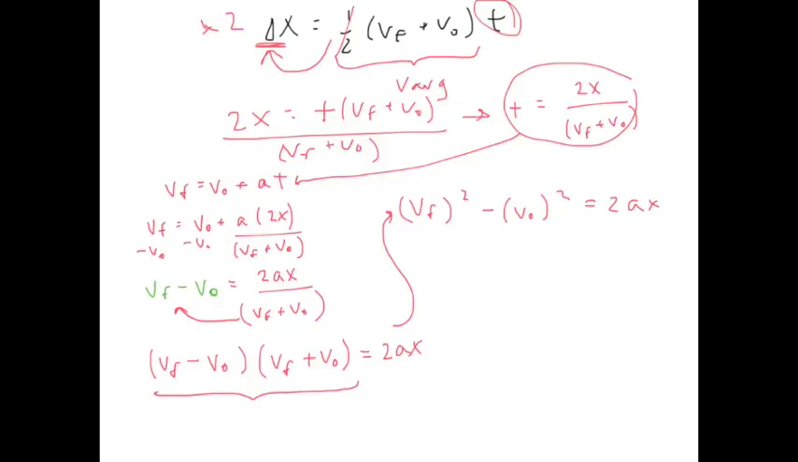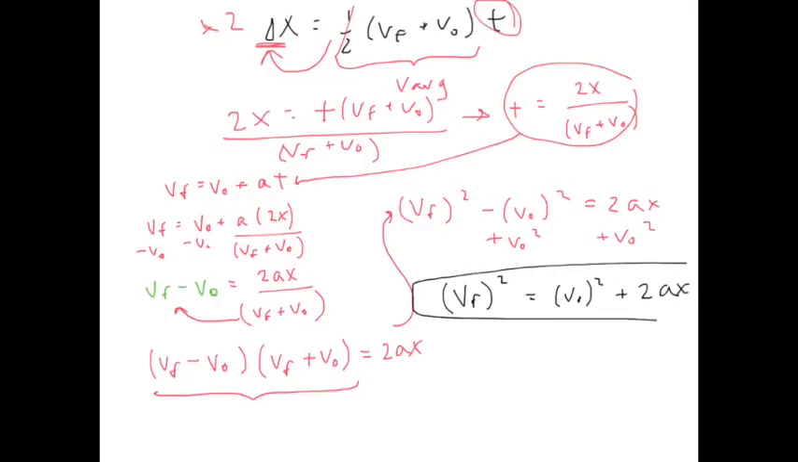Alright, there's only one last step. We're going to add v0 squared to both sides to get our final equation, which will be v final squared equals v initial squared plus 2ax. That's the equation. As you can see, there's no time variable in this equation, which is going to make it useful in situations where you don't know how long the acceleration is occurring for, but you know all the other variables in the equation. So we'll see this coming up in a few practice problems.